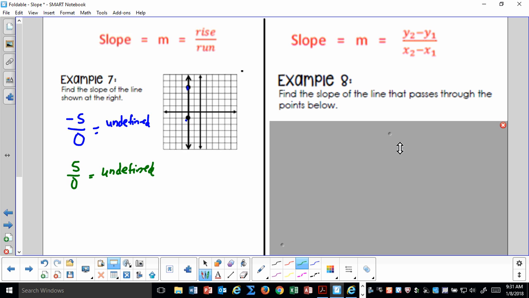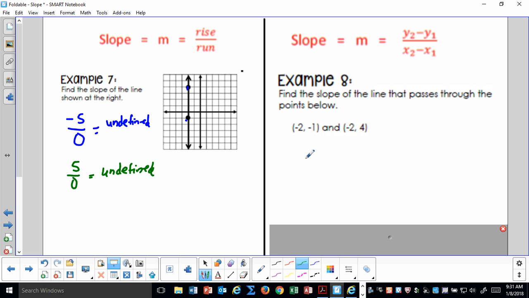So let's do it algebraically using our slope formula. And we will start by labeling our points. x sub 1, y sub 1. x sub 2, y sub 2. So y sub 2, 4, minus a negative 1, over negative 2 minus a negative 2. Remember, when we minus a negative, it's a plus. That gives us 5 over 0, which is undefined, or no slope. All vertical lines have an undefined slope.